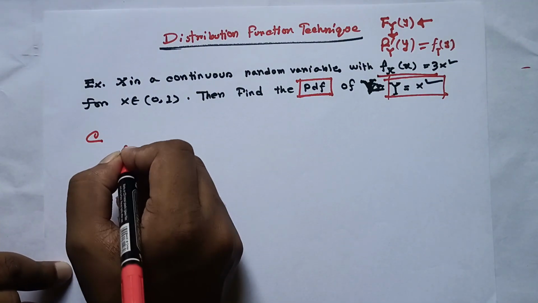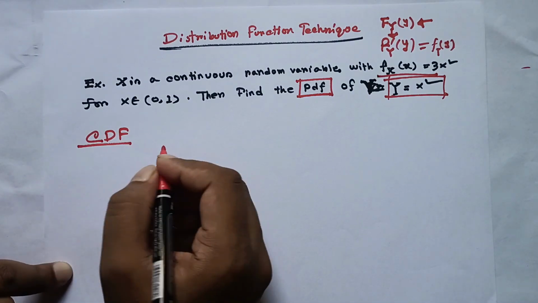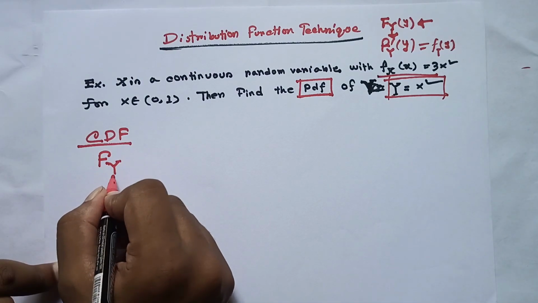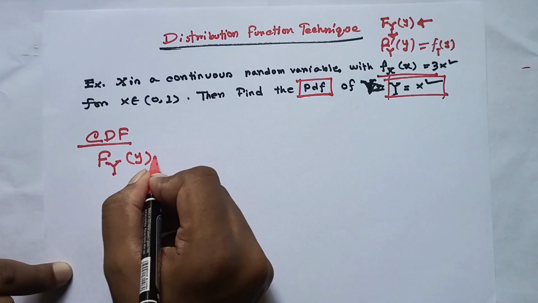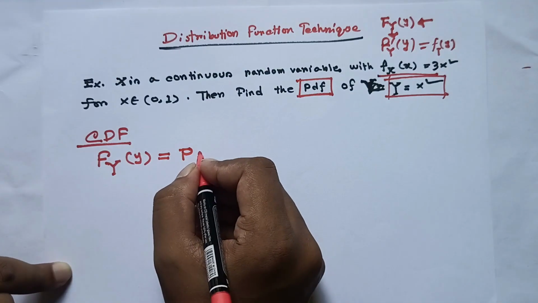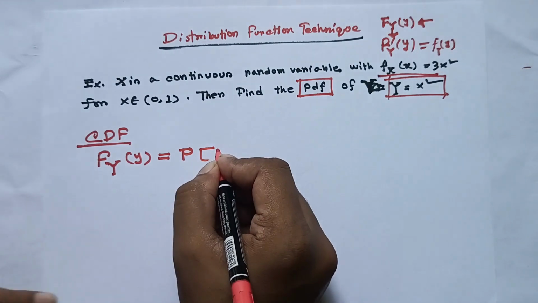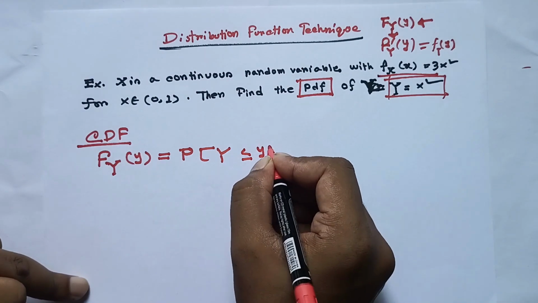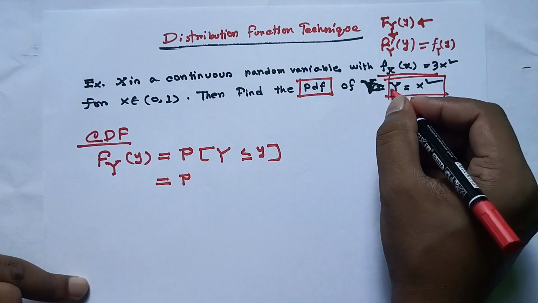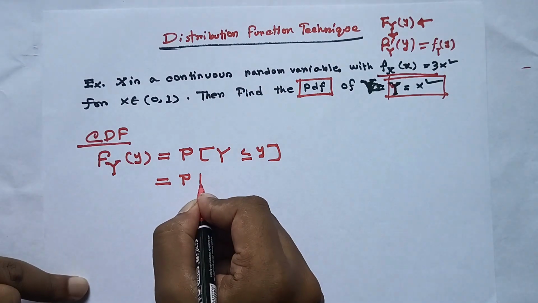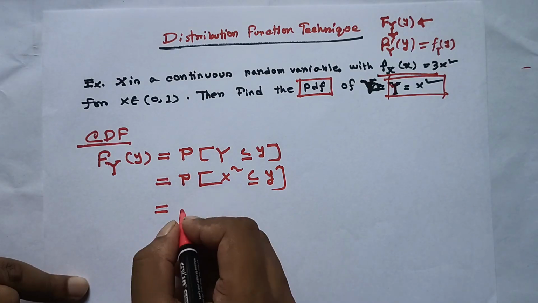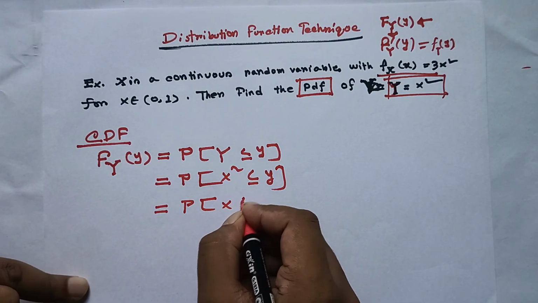First of all, we have to find the CDF. How can we find the CDF? The CDF is defined as F of y, with capital Y as a subscript, equal to the probability that capital Y is less than or equal to small y. Now here capital Y is given as X squared, so we put X squared here, and we can arrange it like this.